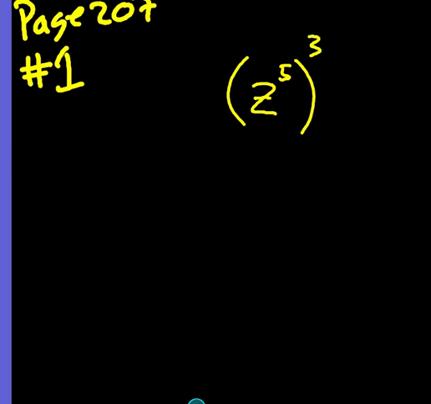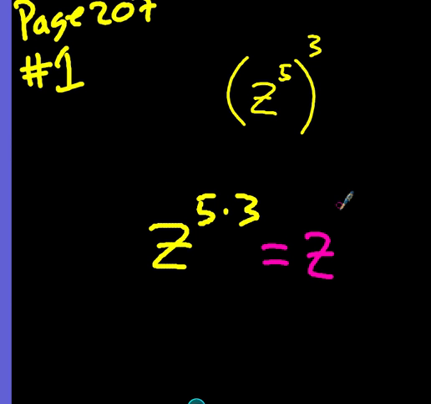So z to the 5th all raised to the 3rd power. Okay, and so that's going to become z to the 5 times 3. Power to a power rule, right? And 5 times 3 is 15, so that's going to equal z to the 15th power. Okay, so pretty straightforward on the first one.